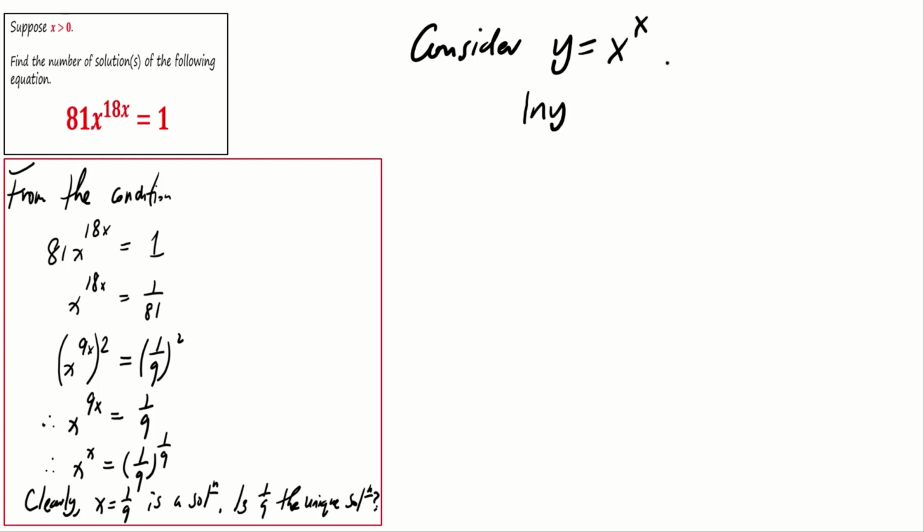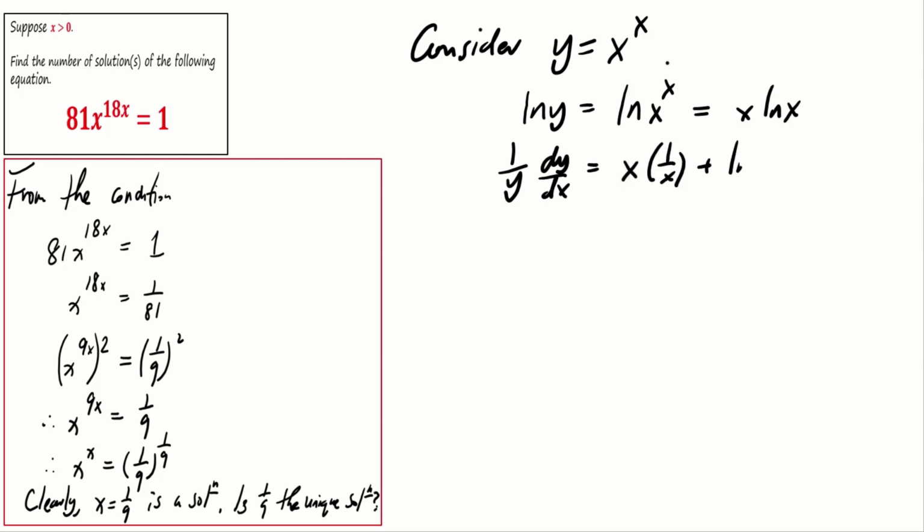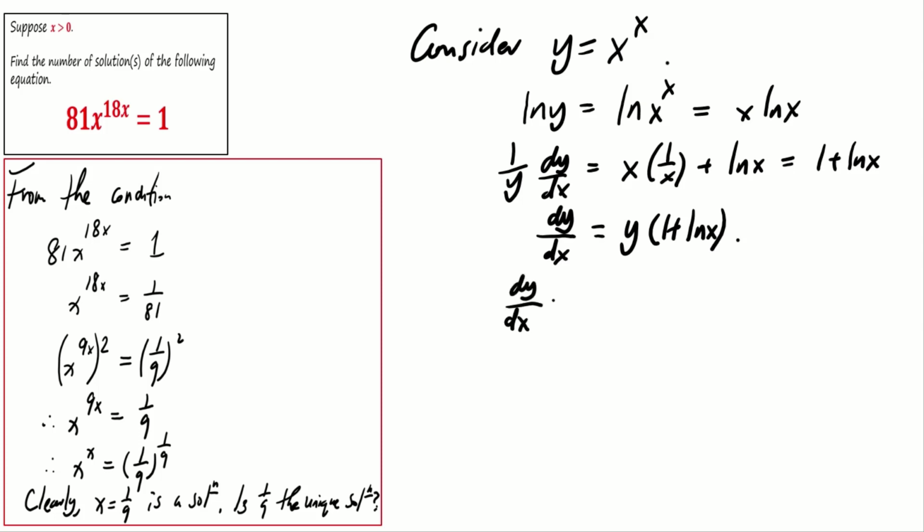If we take log for both sides, then we have log y equals log of x to the power x, which is x log x. Take the derivative for both sides: 1 over y times dy/dx equals x times 1 over x plus log x, which is 1 plus log x. So dy/dx is y times (1 plus log x). And this dy/dx equals 0 if and only if 1 plus log x equals 0, if and only if x equals 1 over e.